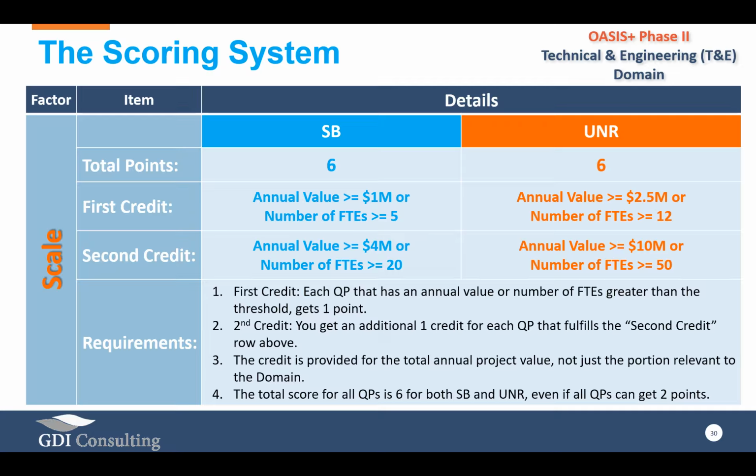Also, the total maximum score of this subfactor is 6 for both small business and unrestricted, meaning that even if all 5 contracts that you bring to the table get 2 points each, that would be 10 points, you still don't get more than 6. So the overall under this subfactor is 6. You need to be aware of this when you're calculating your total score.